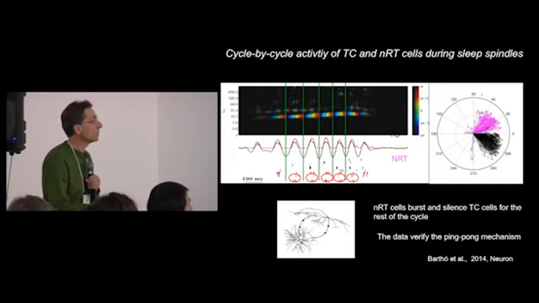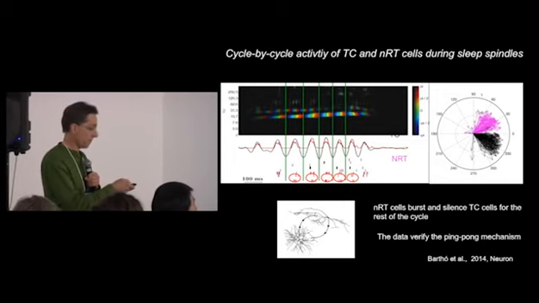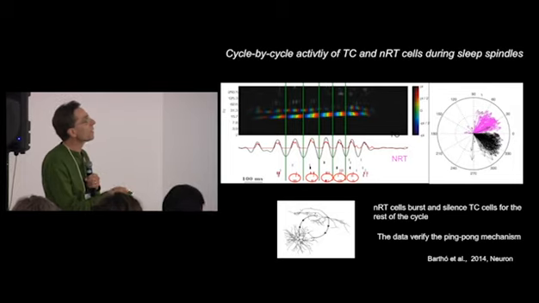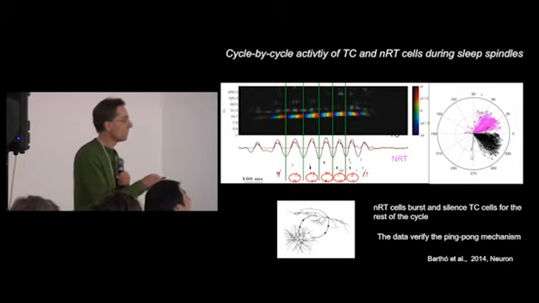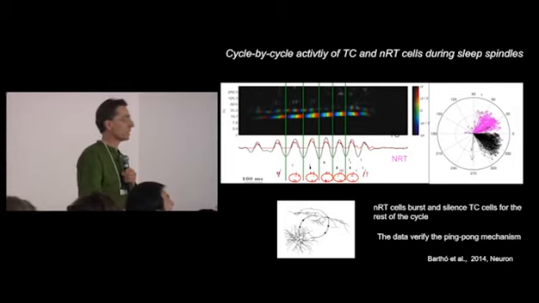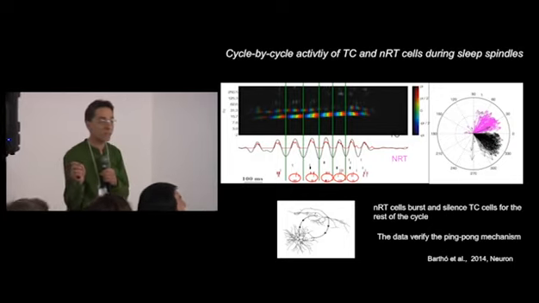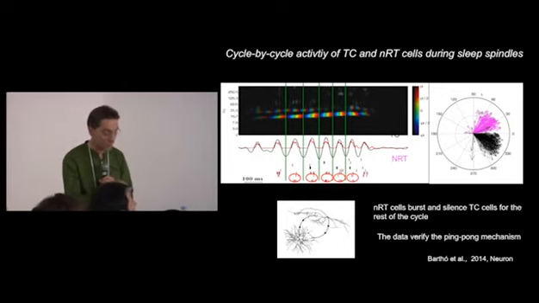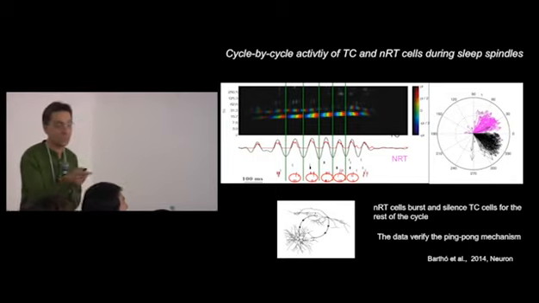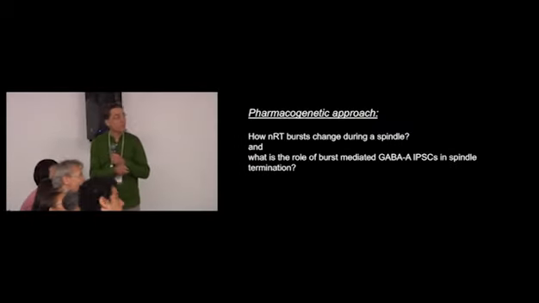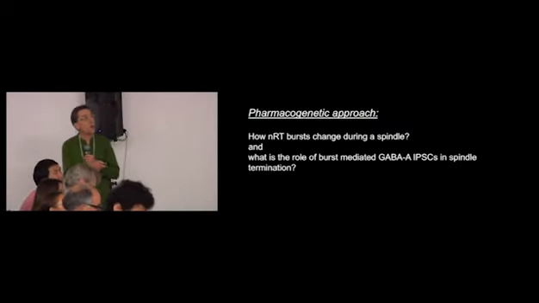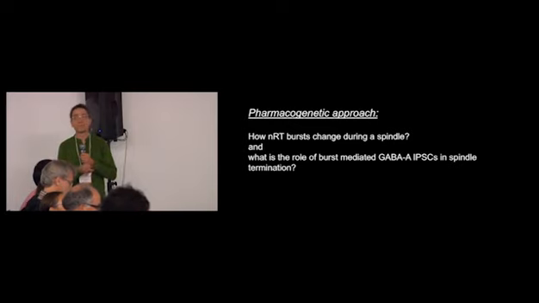So far so good. And as you can see, indeed, inhibition always follows excitation in a cycle. Is it clear so far? Excitation, inhibition, oscillation, interrupt. So now what we want to ask is how these NRT bursts actually interfere with the spindles. What is the exact role?